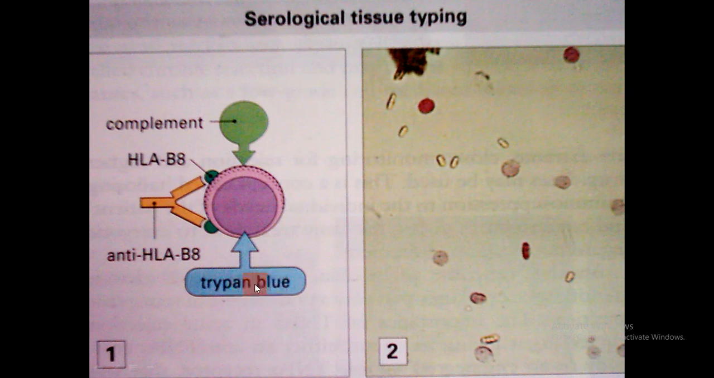And then we add the stain, which is trypan blue. When there is rupture of the cell wall, this stain will enter the cell and the cell will have a blue color, while a live one does not have any color because there is no destruction of the cell wall. When there is destruction, this means that the patient has B8.